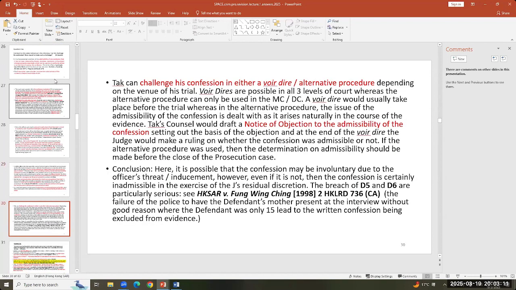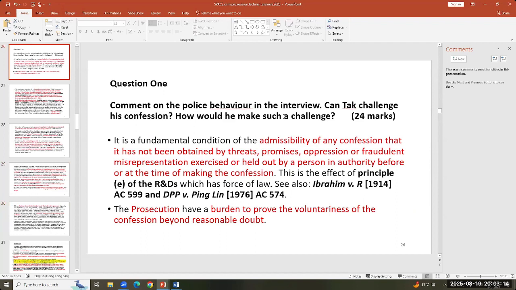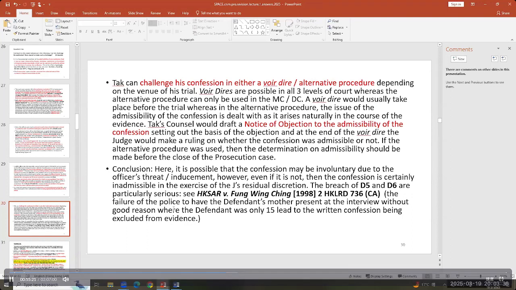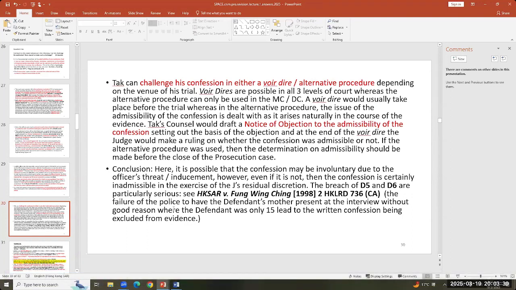Now we have to think about the procedure, because going back to our question, how would he make such a challenge? He can either use the voir dire or the alternative procedure. Remember, voir dires are possible in all levels of court. This is robbery, of course, so it's a serious offense, but it's still likely maybe the district court. So we're thinking about the alternative procedure. When that happens, the special issue of the admissibility of the confession is dealt with in the course of the evidence. There isn't a separate trial to consider the issue of admissibility.